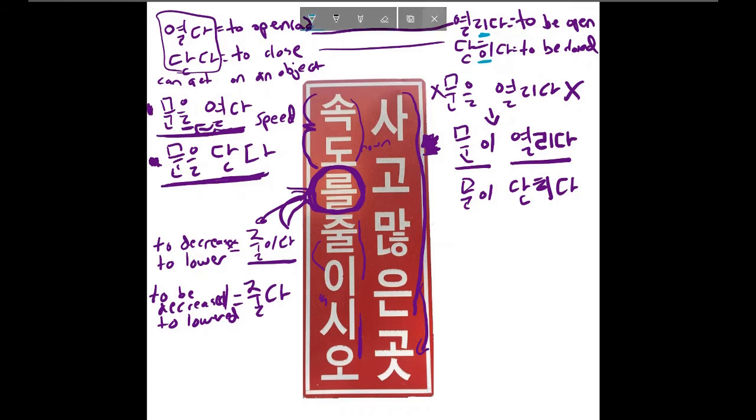And there's other examples, like for example, as I showed you before, you can have 끄다, which means to turn off, actively to turn off. But then you could also have the passive form, which is 꺼지다.